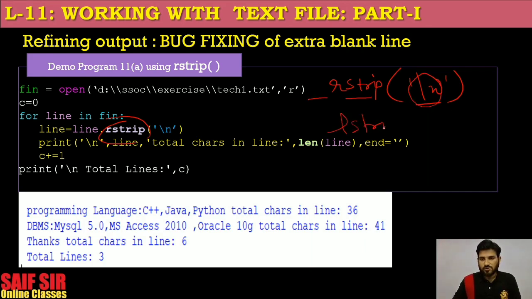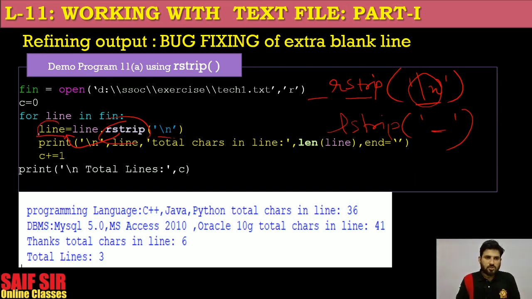Likewise, there is one more function, lstrip. Whatever character you specify here, if that character exists on the left side of the line or string or word, that will be stripped out or discarded. So what is happening here? Actually, the rstrip function removes \n on the extreme right side, not in the middle, and saves all the characters except \n into the same variable.